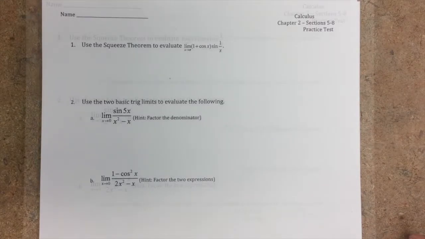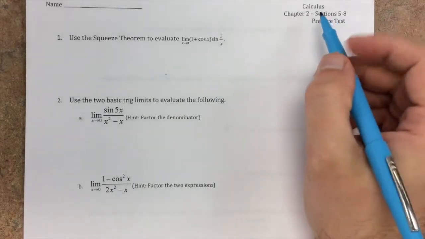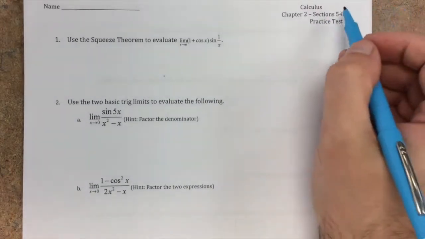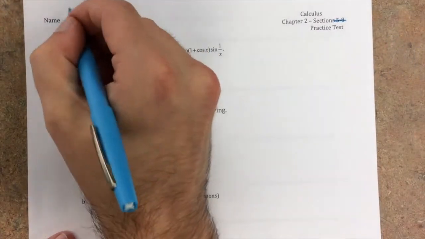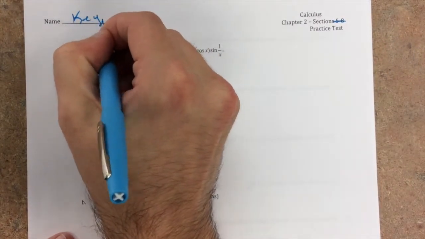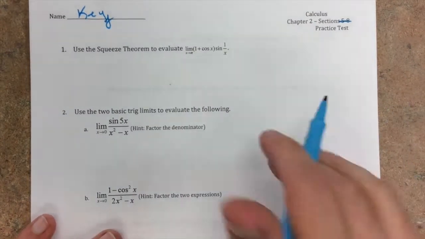So here is the practice test for Chapter 2, Section 5. This is Part 2 for limits. Hopefully I can get through this pretty quickly. If you guys have any questions, please let me know tomorrow. Okay, let's jump right in.